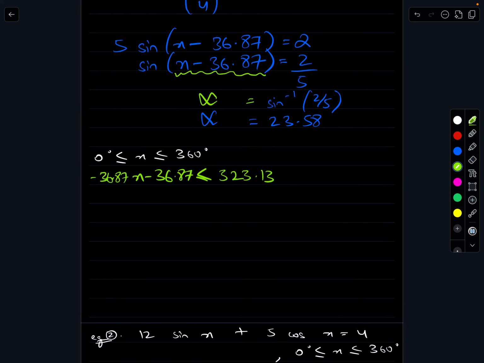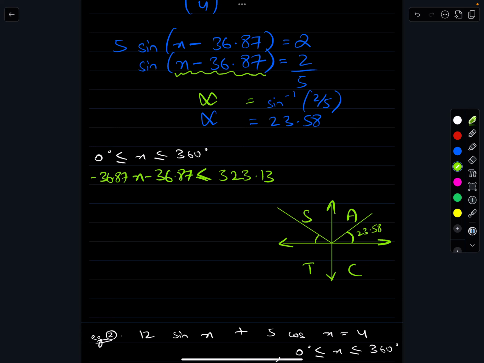I'll make a graph for ASTC. ASTC lie in these quadrants, and since our expression is in terms of sine and sine is positive in the first and second quadrants only, alpha is going to lie there. Alright, and thus we can solve for x.